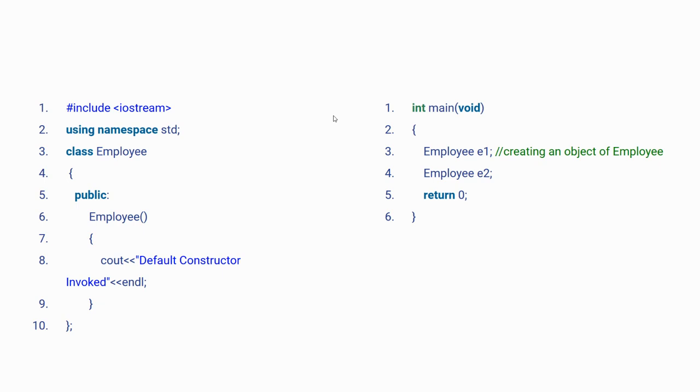First, you are creating a class named Employee. In that, the public data member is Employee. This is the member function Employee. With cout you are printing "default constructor invoked" and you are writing the endl. In the main function, you are creating two Employee objects, e1 and e2.